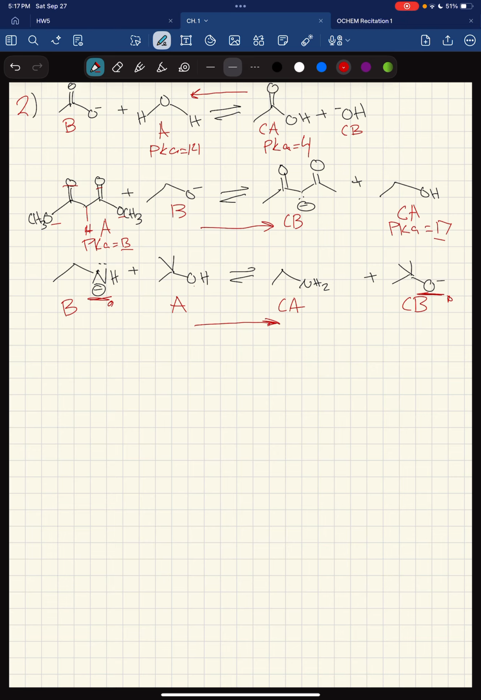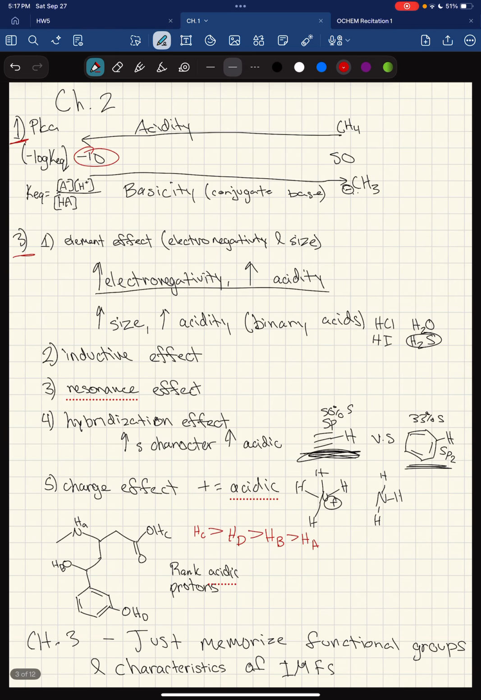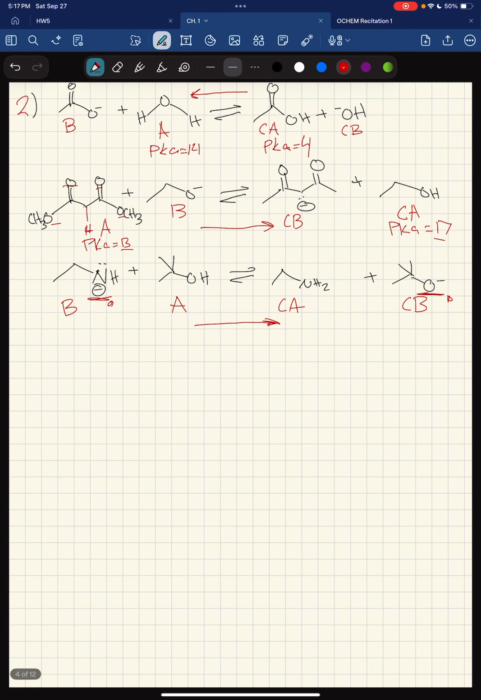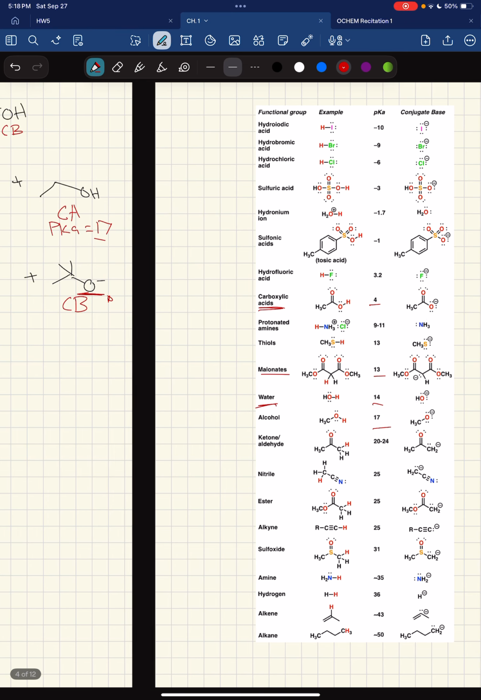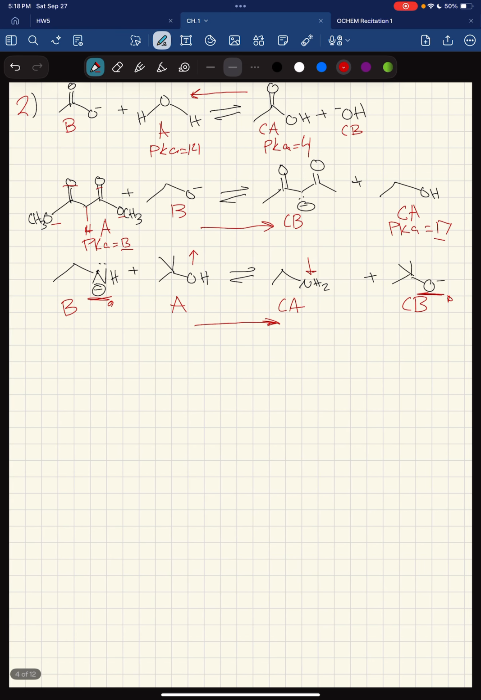You can also look at these, OH versus NH2, using those same rules, the conjugate acid, where the electronegativity is increased, which means the OH is going to be more acidic than the nitrogen. And you want to lie towards the weaker acid. All right, I think that's good for chapter 2.